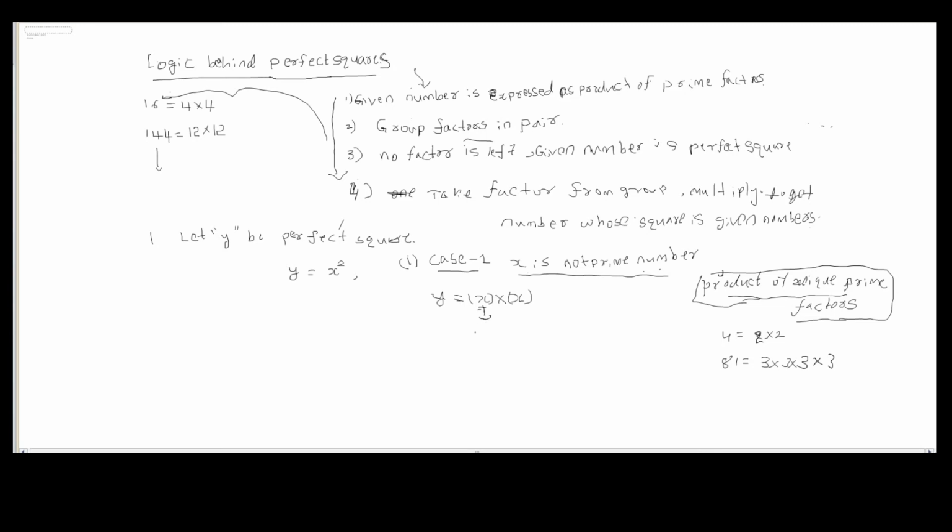Assume that this can be expressed as some prime factors like a into b. Here the given y is the perfect square. Definitely x is the same number. This can be expressed as a into b only. See here, these are the prime factors, where a and b are the prime factors.